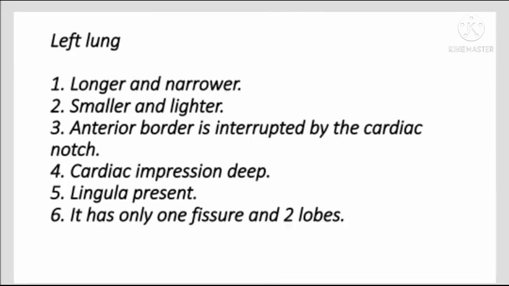The left lung is longer and narrow. It is smaller and lighter. The anterior border is interrupted by the cardiac notch. The cardiac impression is deep. The lingula is present. It has only one fissure and two lobes.